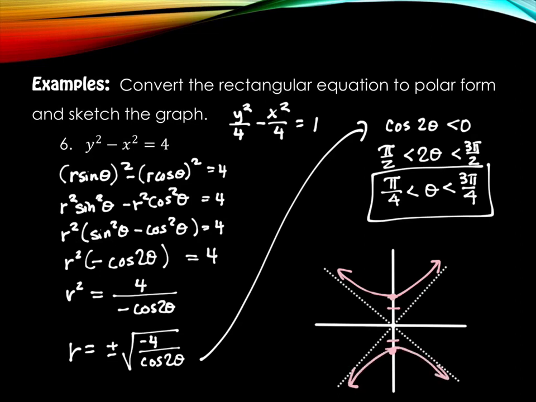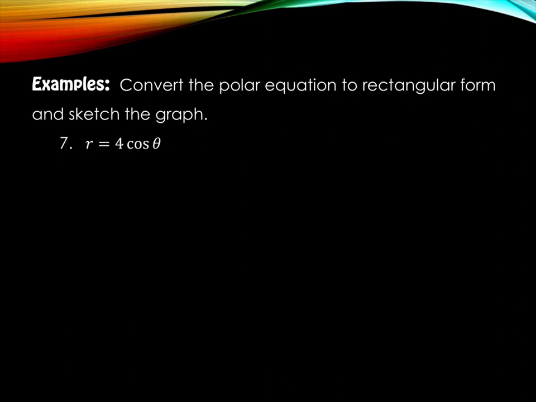Okay. All right, one last question. It's a pretty quick one compared to the one we just did. That one was a little bit messy. This one's converting the polar equation into rectangular form and then sketching, so going the other way, polar to rectangular.